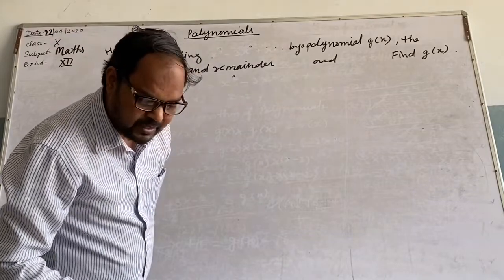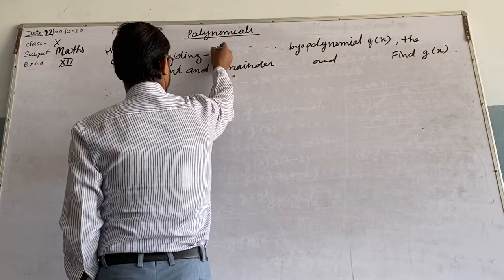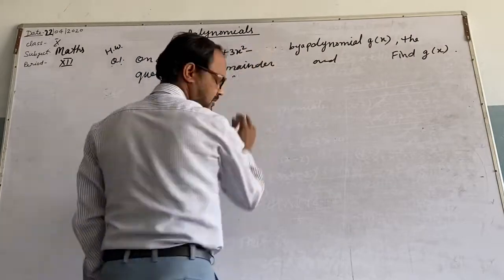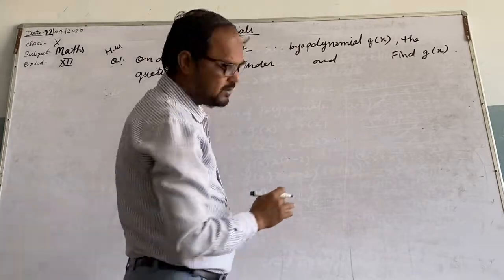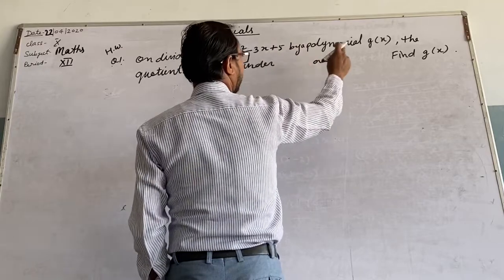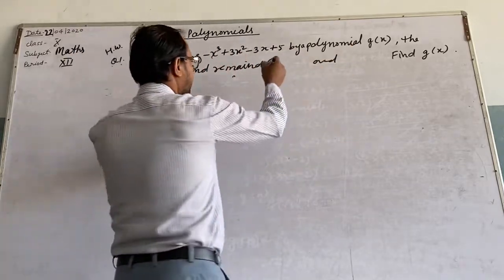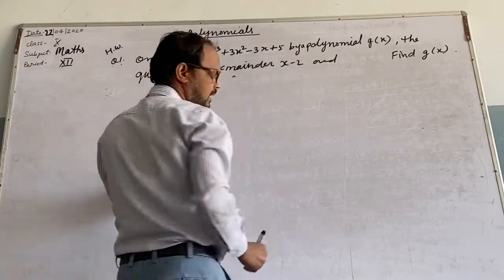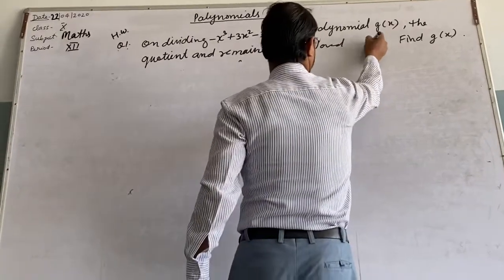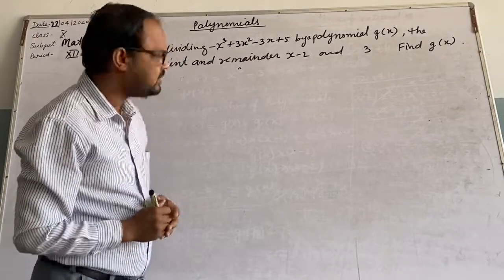And dividing minus x cube plus 3x square minus 3x plus 5 by a polynomial g(x), the quotient is x minus 2 and remainder is 3.